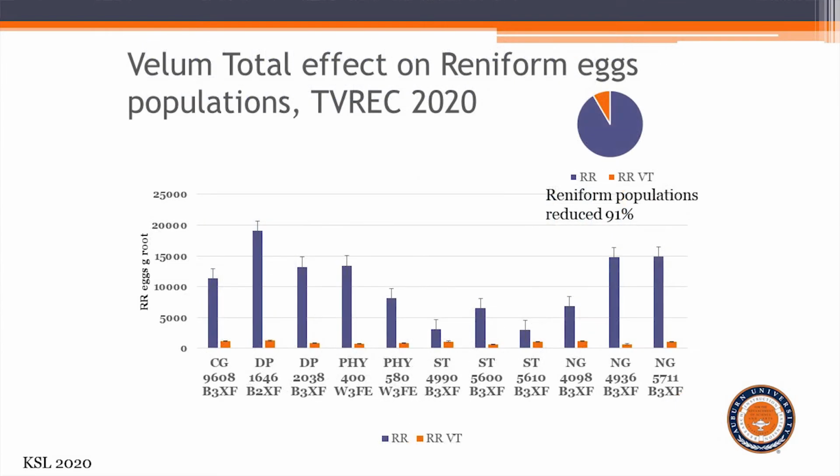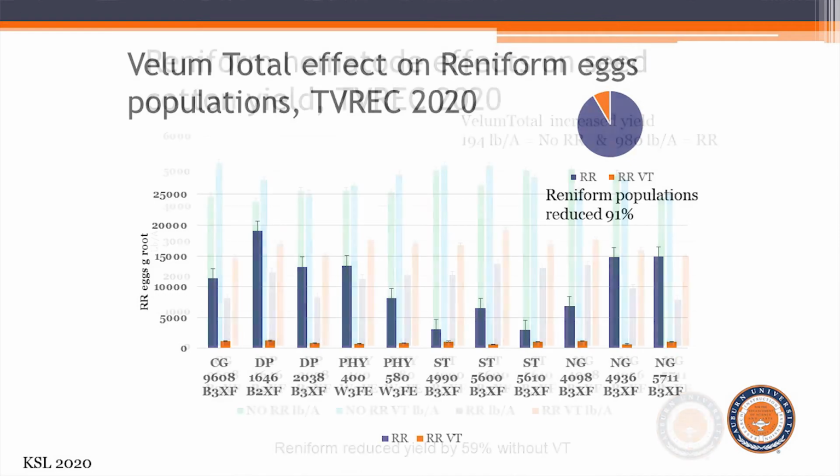Then we go on to the next slide, those varieties I told you about. We have the same varieties in the reniform field and the reniform-free field. On this, we added Velum Total, 14 ounces in-furrow spray. Notice it dropped nematode numbers 92%. So the Velum Total did very well in 2018.